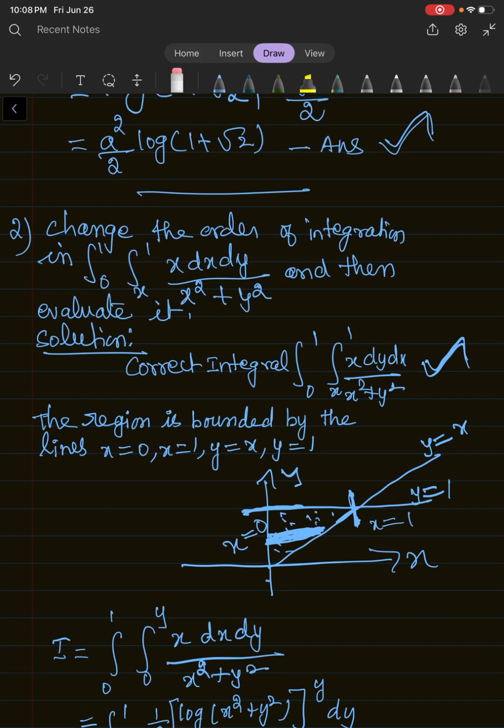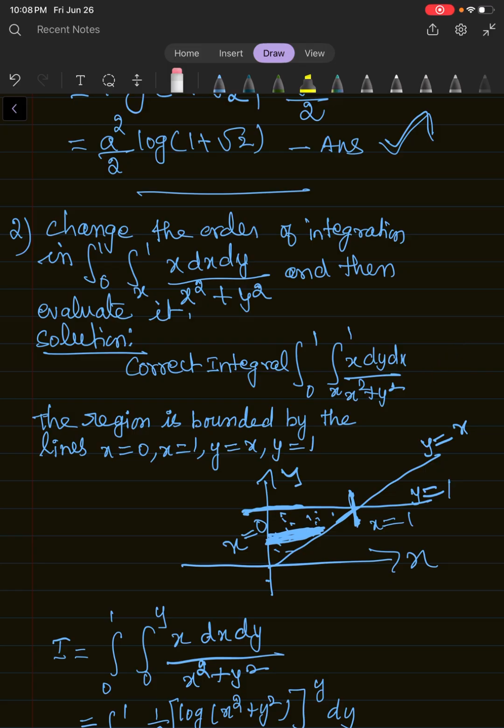Moving to the second question. Change the order of integration in the integral from 0 to 1, x to 1, x dx dy by x square plus y square, and then evaluate it. Step 1. Correct the given integration. Here the order given to us is dx, but the variable limit is x to 1. So write the correct integration first.